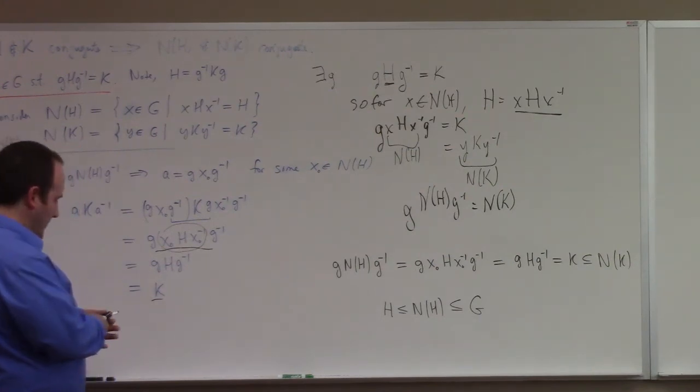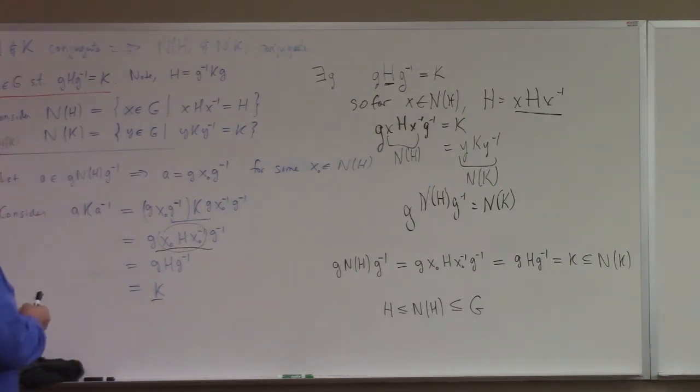Is there some other step in my argument which is missing from yours, Tim? I mean, we both say that there exists a g such that h and k are conjugate. I also pick something in the normalizer, right?